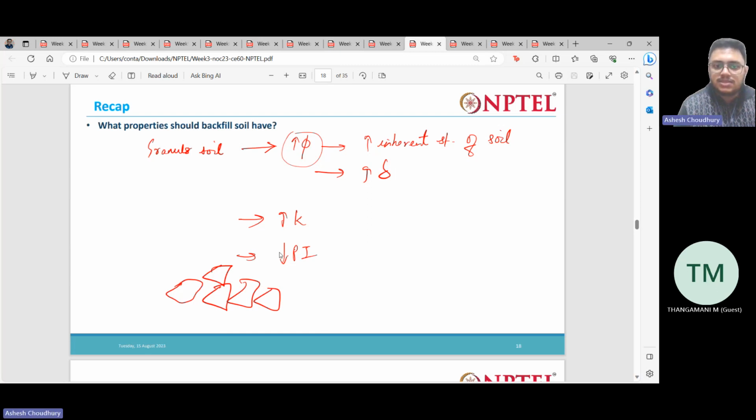Low plasticity index, greater permeability. Why greater permeability? Because if the backfill soil has greater permeability, it will result in easy drainage of water. It won't allow the water to accumulate, and if water accumulates, you know that there is going to be high hydraulic pressures. So we don't want that. So that's why that water should get drained out. So we want the soil to be granular and with high permeability, so that the water drains out easily.